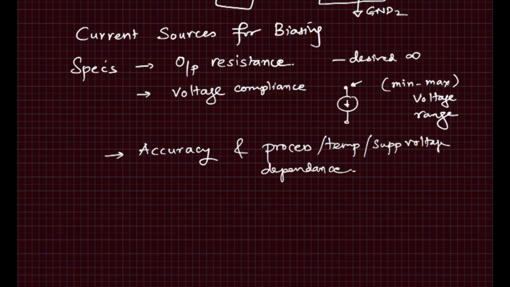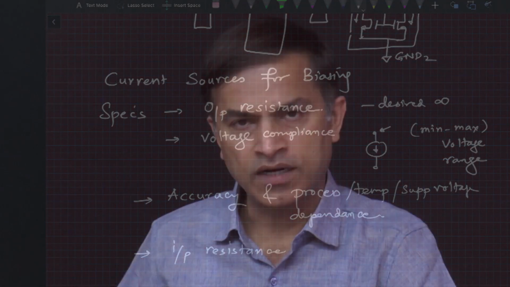The next thing would be accuracy of your current source, and its process, temperature and supply voltage dependence. One thing we also look for is the input resistance of the current source. It's a current mirror, so we have to push some current into that block. So if the input resistance is high, then the previous stage's output resistance will matter, and we will talk about it at length a little bit later.